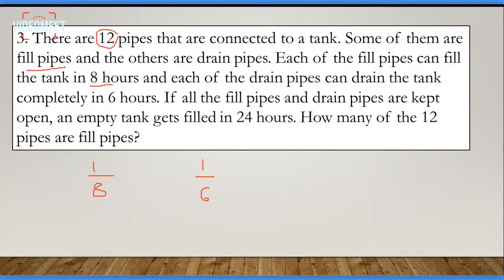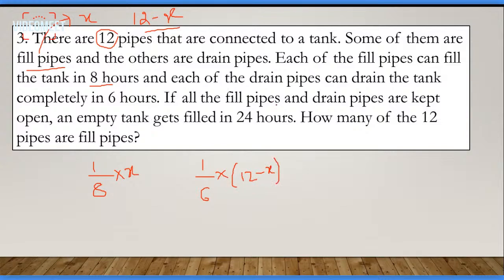Suppose the number of fill pipes is x. Total is 12, so the number of drain pipes is the remaining, that means 12 minus x. If one pipe can fill 1 by 8 part in 1 hour, then x pipes can fill x by 8 part in 1 hour. If one pipe can drain 1 by 6 part in 1 hour, then 12 minus x pipes can drain (12 minus x) divided by 6 part in 1 hour.